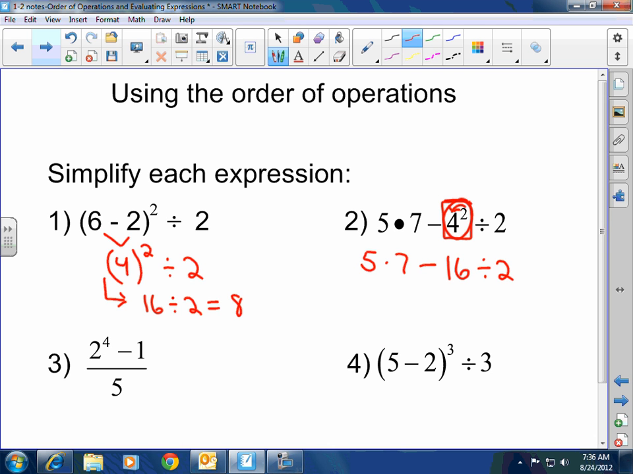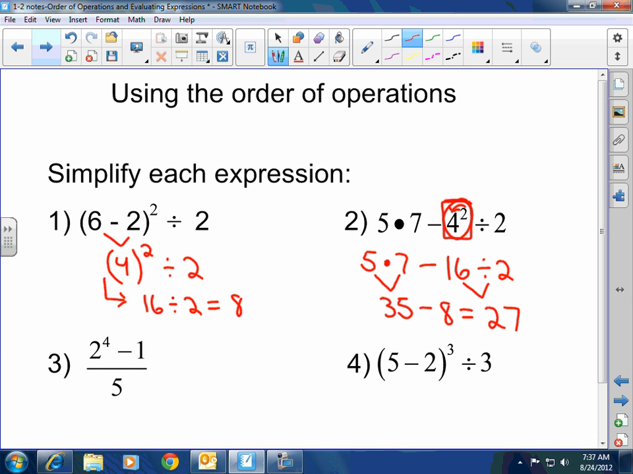Now be careful here, okay? Sometimes people are tempted to subtract here first or to divide first. No, no, no. Go from left to right. We're going to do multiplication and division in order from left to right. So 5 times 7 is 35 minus 16 divided by 2, which is 8. 35 minus 8 is going to be 27.